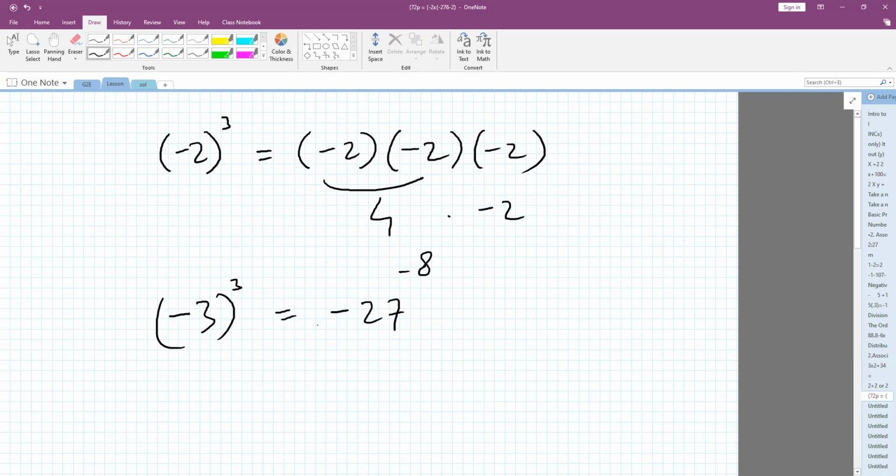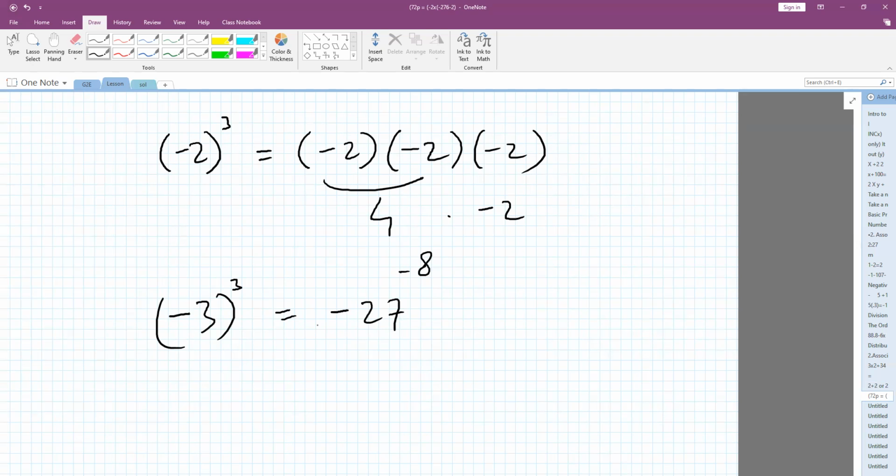So why is power an important thing in mathematics? You don't have to keep on writing, for example, -3 times -3 times -3. Yes, that's correct. But also, in mathematics, there are a lot of things that involve power.